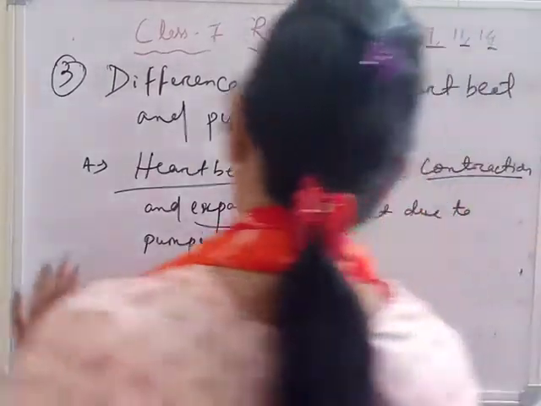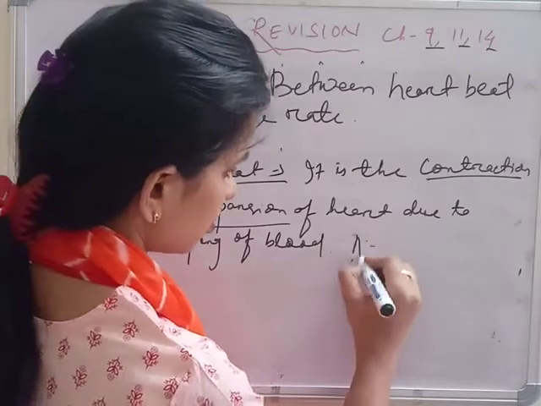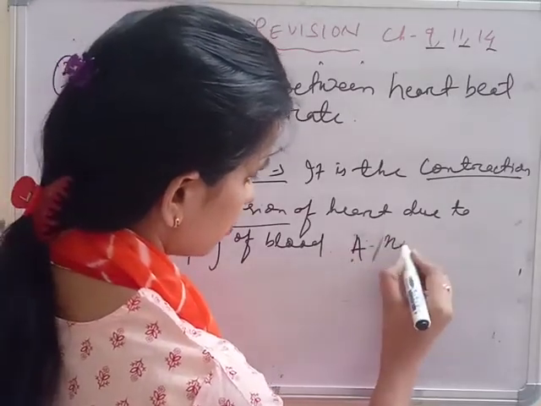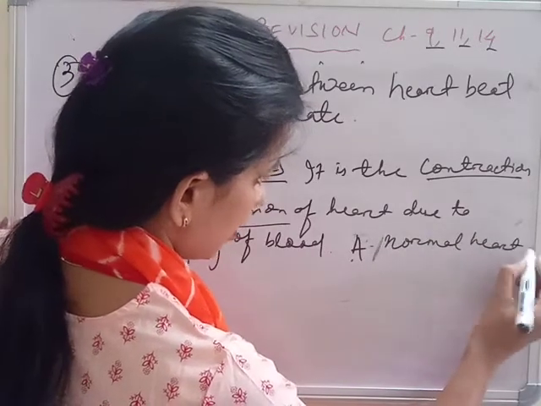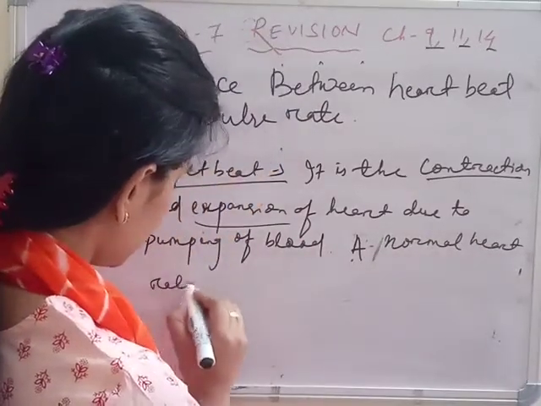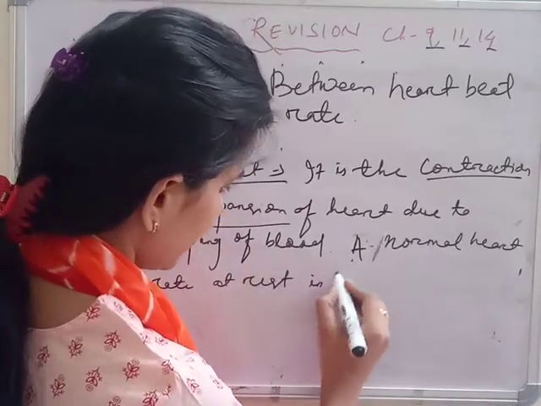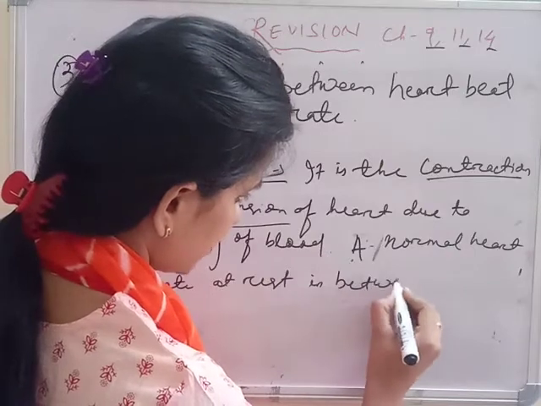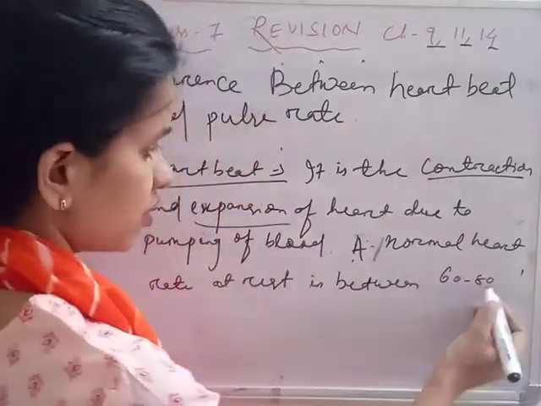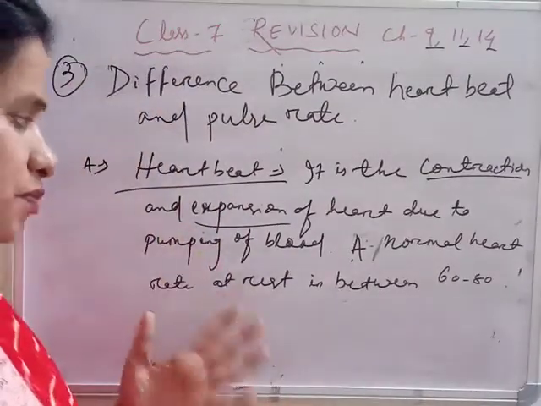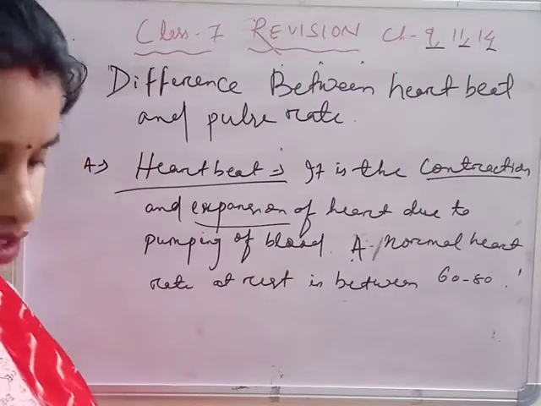So it also has a range. A normal heart rate at rest is between 60 to 80 or sometimes 100. Okay, so this is the normal heartbeat at rest. So next, move to the pulse rate.